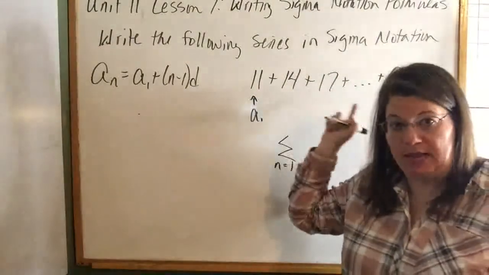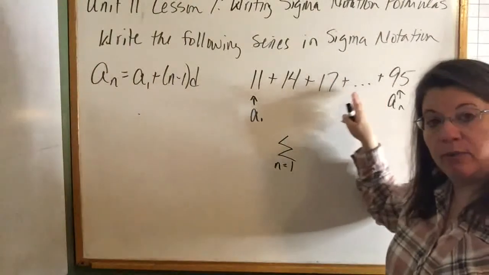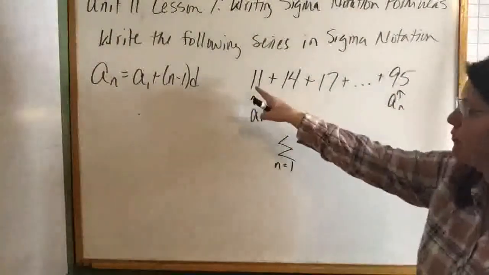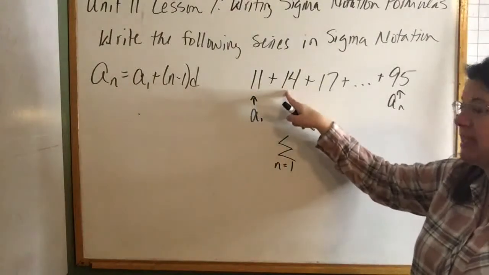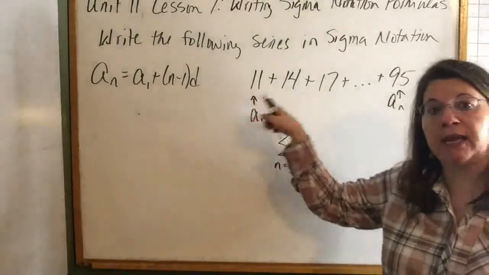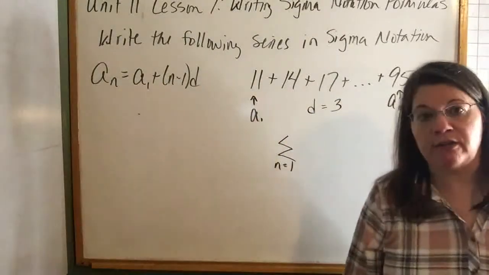Now this is a series, but you understand that is also a sequence of numbers. It's an arithmetic sequence. How do we know it's arithmetic? Well, we check for d. We add 3 to get to the next term here. We add 3 to get to the next term here. So we know it's arithmetic because we're adding 3 each time. Our d value here is 3.